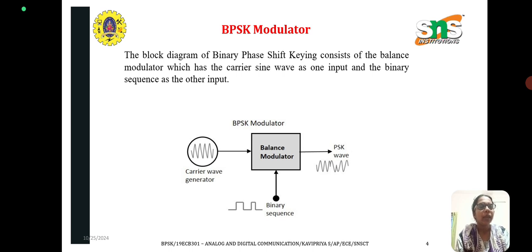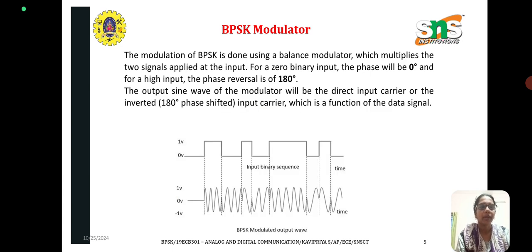If the input signal is 1, the carrier wave will undergo a 180-degree phase shift. If the input signal is 0, the carrier wave will undergo a 0-degree phase shift. So the balanced modulator's function is to change the phase of the carrier based on the input signal, and it produces the phase shift keying output. The modulation of a BPSK is done using a balanced modulator which multiplies the two signals at the input. The two signals are the input signal and the carrier signal.